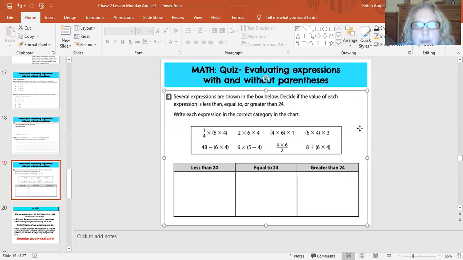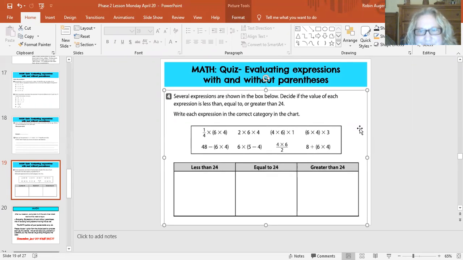All right. Now each one of these expressions, there's 1, 2, 3, 4, 5, 6, 7, 8. There's 8 expressions, and we're going to have to use our noggins on this to figure it out. Some of you might be able to do mental math in your head, but let's go through it together and make sure that we are analyzing it the right way. It says several expressions are shown in the box below. We need to decide if each expression is less than, equal to, or greater than 24.